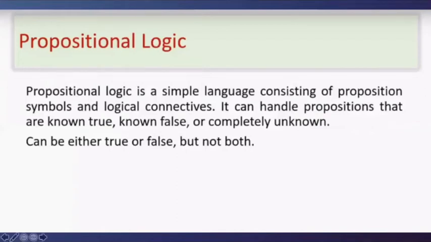Now, what is propositional logic? Propositional logic is nothing but a simple language consisting of propositional symbols and logical connectives. So we have two things in propositional logic. The first thing is symbols. The symbols are nothing but some sort of variables. And the second thing that we use in propositional logic is called logical connectives. Based on these connectives, the symbols will be connected and will create the language.